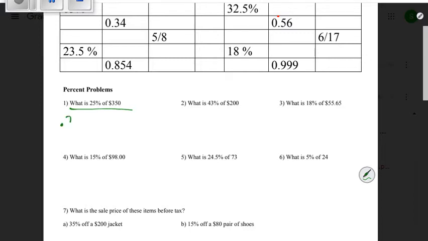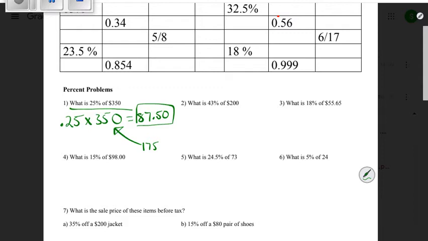Well, it's no different than that last assignment where you change it to a decimal and you multiply. Change to a decimal, 0.25 times 350, and it works out to 87.50. What that means is 25% of 350 is this 87.50. And if I double that 87.50 by multiplying by 2, I would get 175. Two 25s make 50. 175 is half of that.